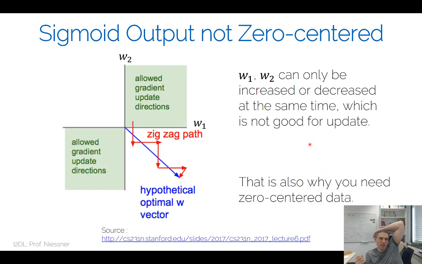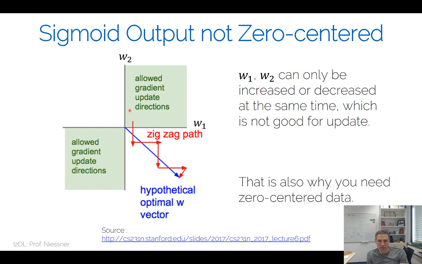Since W1 and W2 can only be increased or decreased at the same time, you're doing one update step for both. You increase both of them, or you decrease both of them. So you're getting this funny zigzag pattern. The updates are either here, or the updates are either there. Either both are positive or both are negative, but you can't be in this other diagonal. So the hypothetical path you can get is like a staircase function. You get the zigzag path.